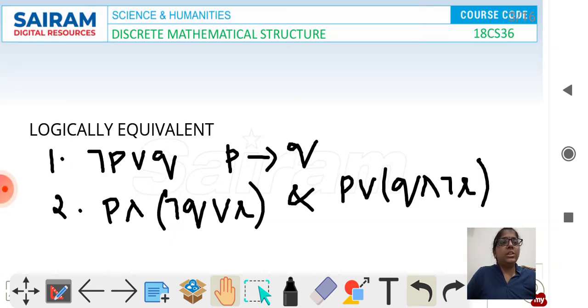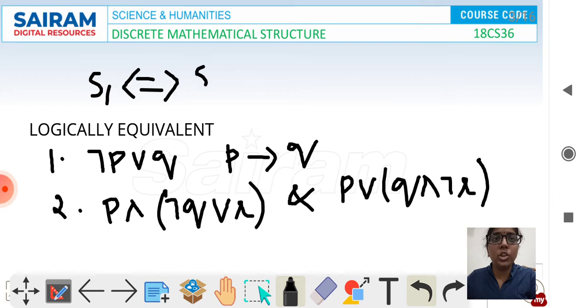So what are logically equivalent statements? If you have two statements S1 and S2, when will you call them logically equivalent? Whenever S1 is true, S2 must be true. That is, S1 is true if and only if S2 is true. When S1 is false, S2 must be false. So you will get the same truth values for S1 and S2.